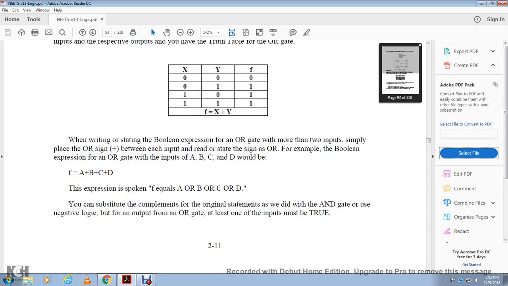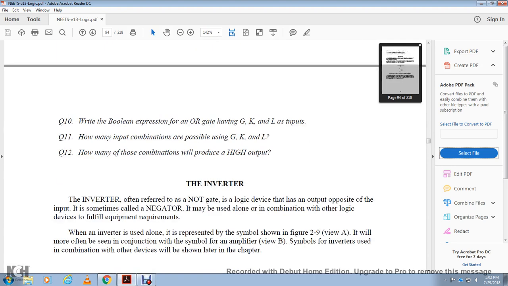When stating the Boolean expression for an OR gate with more than two inputs, simply place the OR sign, the plus, between the inputs, and read the plus sign as OR. For example, the Boolean expression for an OR gate with inputs A, B, C, and D is F equals A plus B plus C plus D. Spoken, F equals A or B or C or D. You can substitute the complement, as we did with the AND gate, and use negative logic, but for an output from an OR gate, at least one of the inputs must be true.